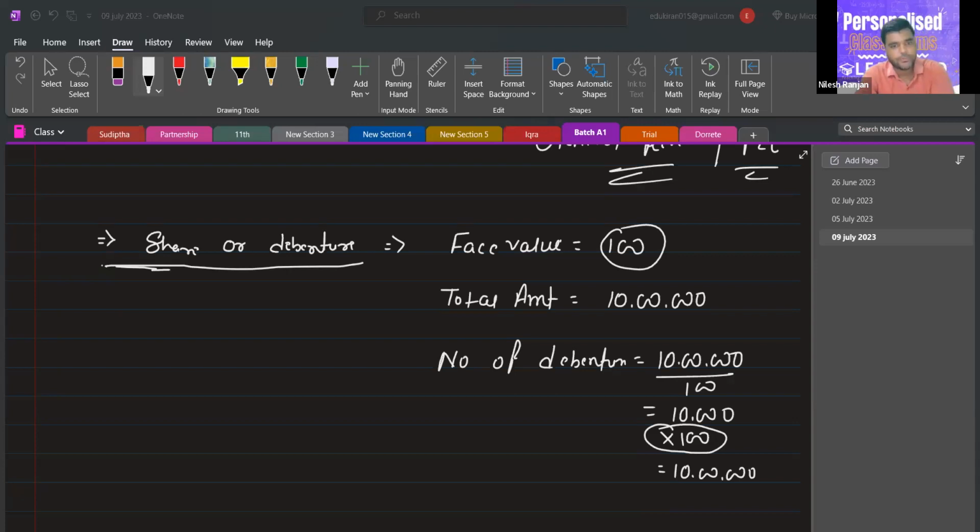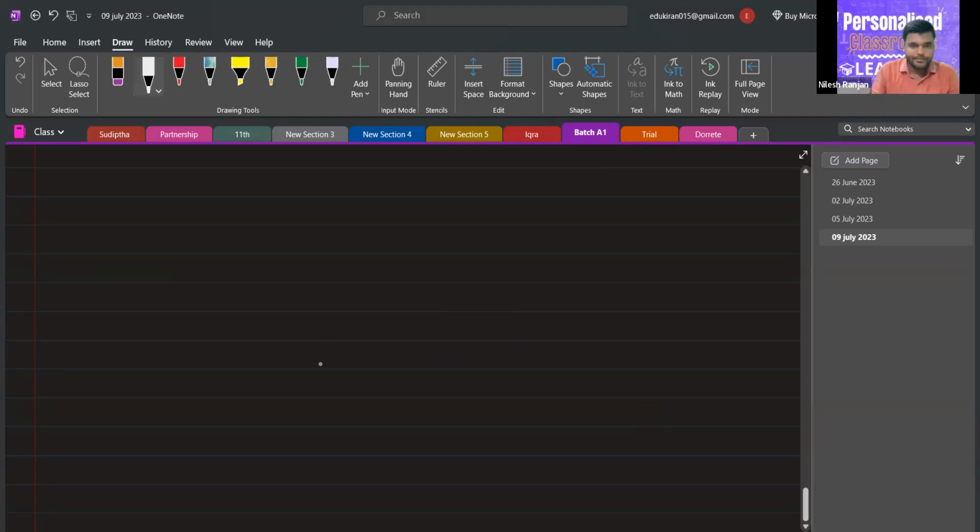What is capital employed? Can you tell me the formula by asset side approach? Total assets minus current liabilities. Very good. So if we write it like this, total assets minus current liabilities.